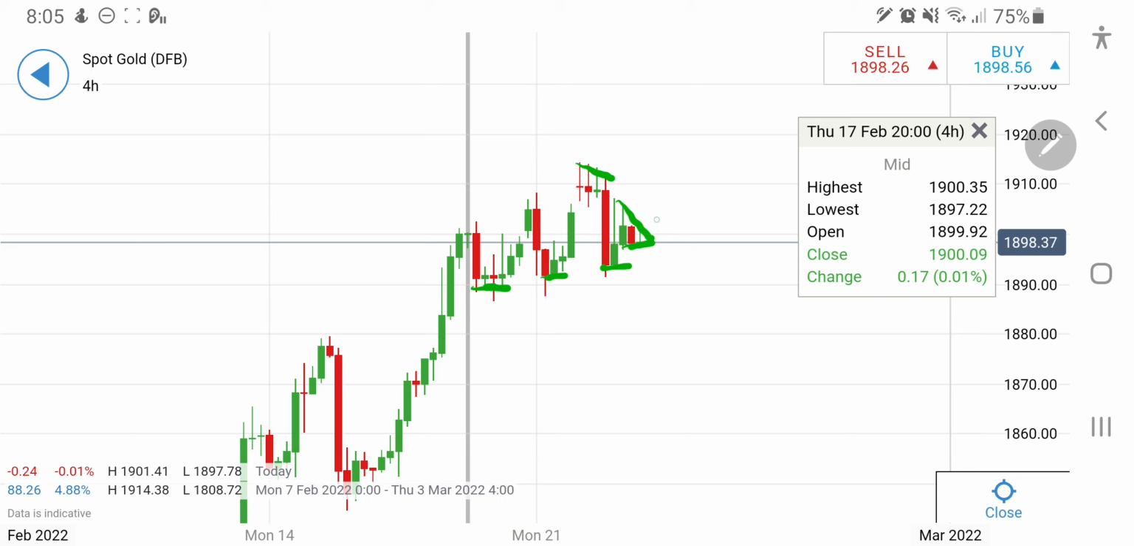Any move beyond 1903 should be a good indication that it is going to take a direction either on the upside or downside. On the upside, the next target is towards 1908 levels. And if it breaks the 1894-95 zone, rather 1894, then we can expect that it is going to slide towards 1893, 92, 91, and then below that it may drop heavily. It may drop heavily towards 1880 levels.